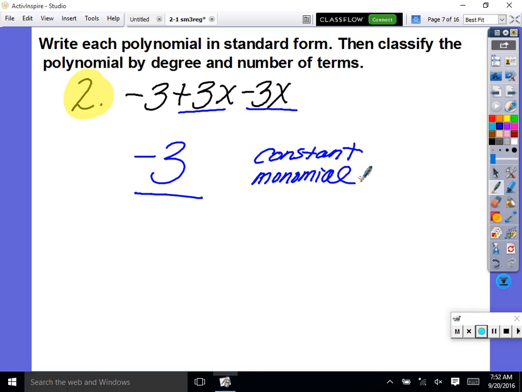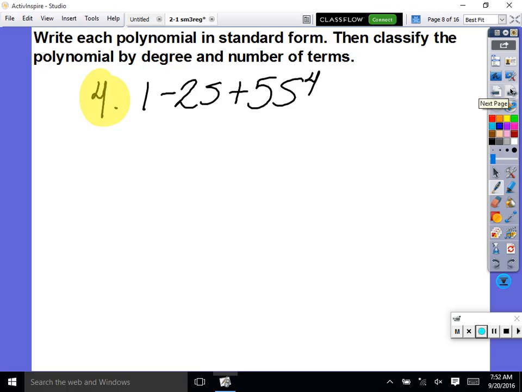So this is a constant monomial. Questions? And just so you guys know, anything that I do on the board for you, with you, you don't have to show work for. You can just watch and then write down the answer. I'm okay with that. Okay, here we go, number 4.